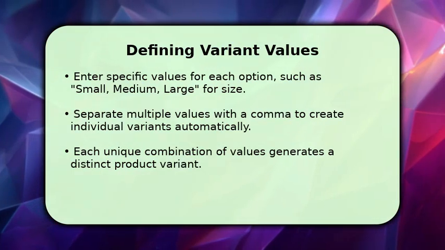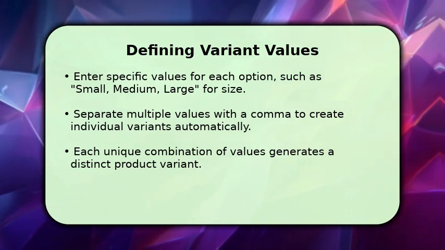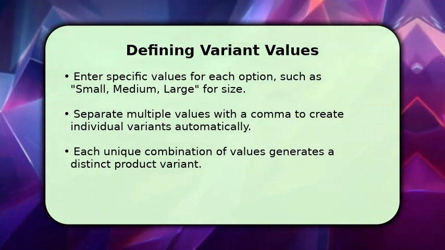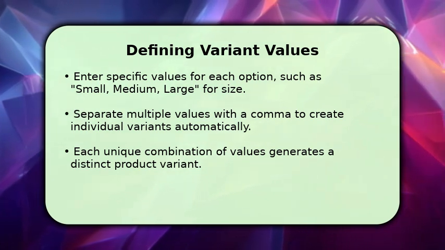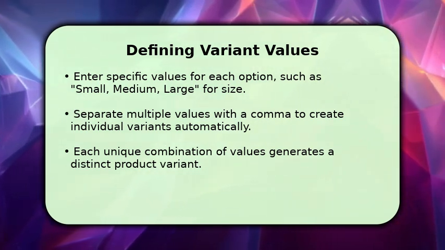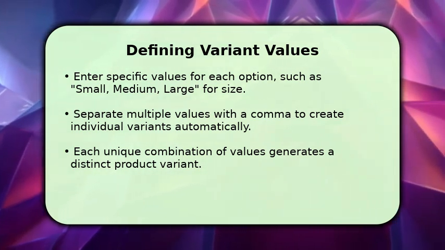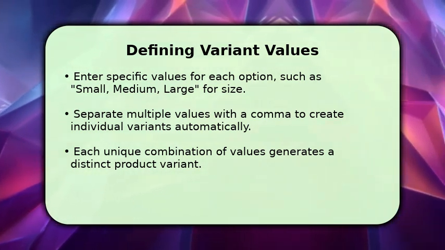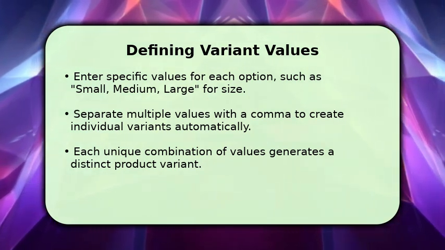Once you have added an option, it's time to define its values. For example, if your option is size, you would enter values like small, medium, and large. Be sure to separate each value with a comma. This action automatically generates individual variants for every unique combination. This streamlined process ensures that each distinct product offering is properly represented in your store.